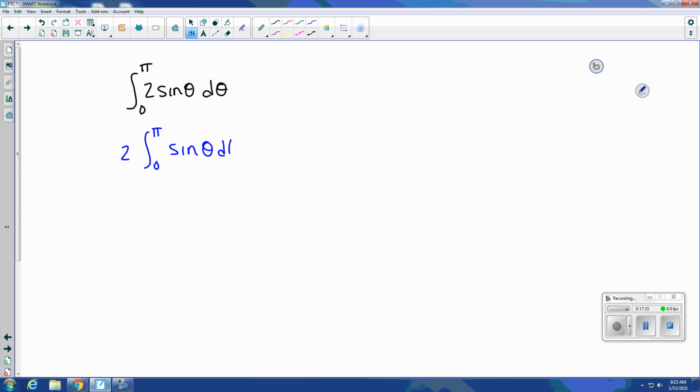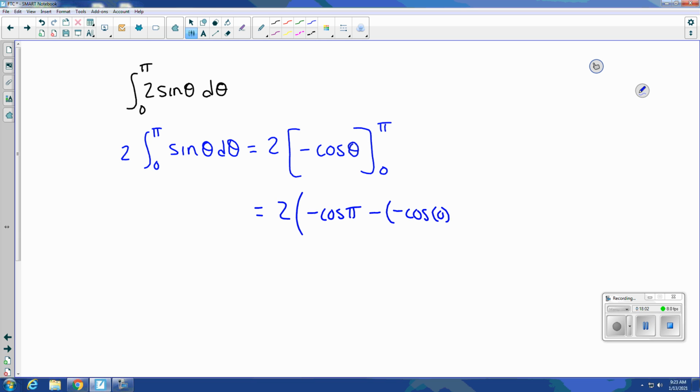Then to evaluate the integral, we're going to have to do 2 times the antiderivative of sine. So what function whose derivative will give us sine? Make sure you're not taking the derivative here, we're doing antiderivative. So cosine gives us negative sine, so negative cosine must give us positive sine. So it's negative cosine, and we're evaluating at the upper and lower. So this is going to equal 2 times negative cosine of pi minus negative cosine of 0.